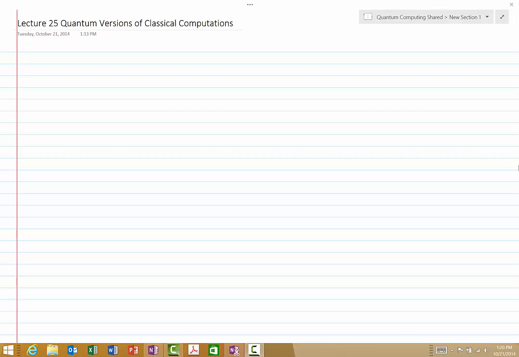Welcome to Lecture 25, in which we will move into Chapter 6 for the first time. Chapter 6 in your textbook is entitled Quantum Versions of Classical Computations. And in this chapter, we're going to be looking at classical circuits and how to make these classical circuits reversible, which means that you can recover the input bits from your output.